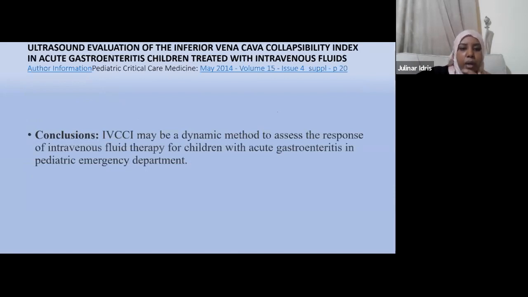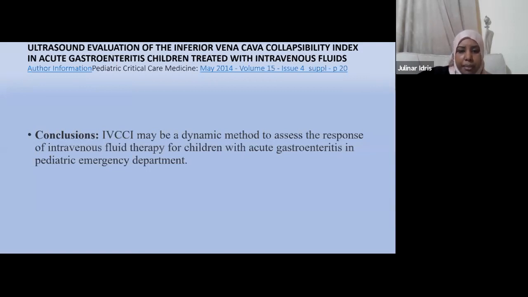Then still people are trying to find a reliable way to judge their fluid management. So this was published in Pediatric Critical Care Medicine Journal about ultrasound evaluation of the IVC collapsibility index in children with acute gastroenteritis treated with intravenous fluid. And they concluded that IVC collapsibility index may be a dynamic method to assess the response to intravenous fluid for children with acute gastroenteritis, even in the pediatric emergency department.